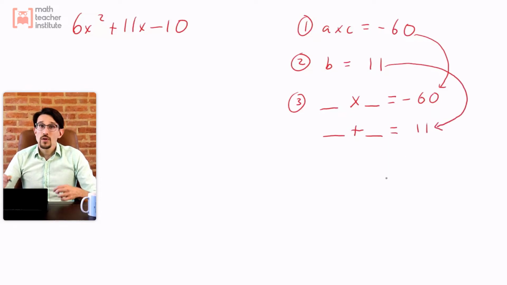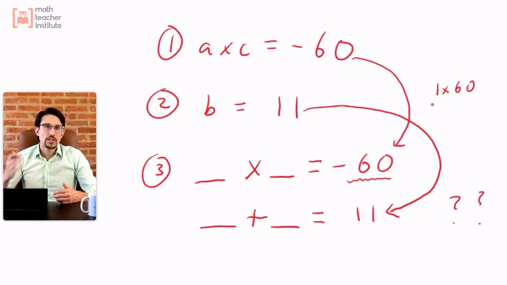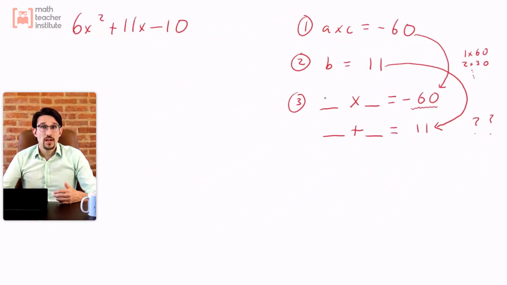Now, if your students struggle a little bit with their factor pairs, this is one where you want to just get them in a process of going step by step. 60 and 1, 30 and 2, etc. Now, you may want to stress to them that a times c is negative.